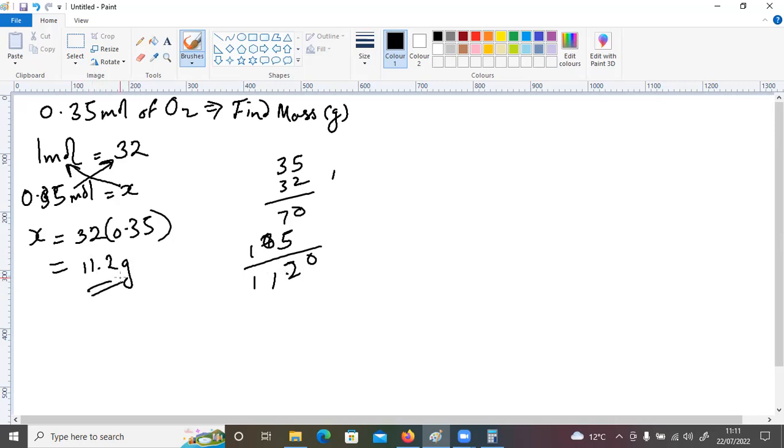And make sure it makes sense. If I know that 1 mole is 32 grams, and 0.35 is smaller than 1 mole, I should get a smaller number of grams. The answer should of course make sense to you, so that you know that you are not wrong somewhere.